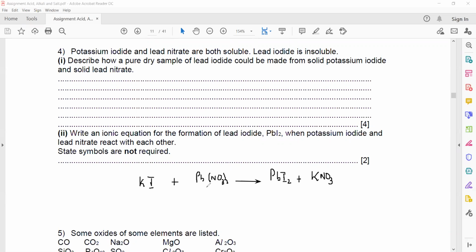So how will you balance the equation? There are 2 nitrate ions here and 1 nitrate ion there, that's why I put 2. There are 2 potassium ions on the right hand side, so I put 2 on the left. So potassium is balanced and iodine is also balanced.